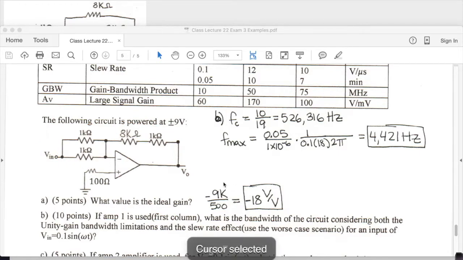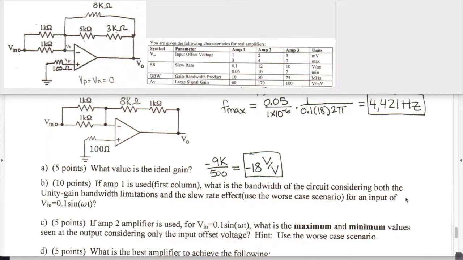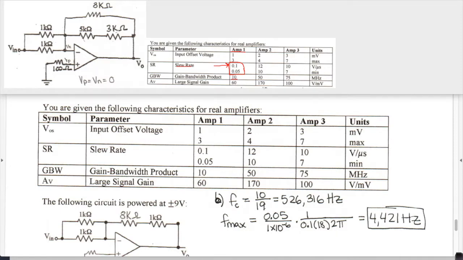The next part of this question asked that if amp 1 is used, what is the bandwidth of the circuit? You have to consider both the unity gain bandwidth and the slew rate, so we have two values for that. We want to consider the worst case. The first one we're going to do is the frequency related to the unity gain. Remember that fc, the critical frequency, is fT, the unity gain bandwidth, over the gain.